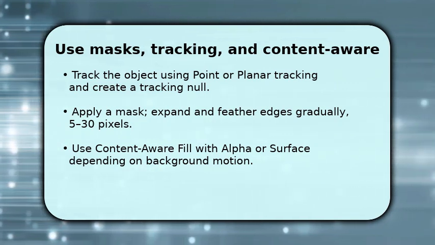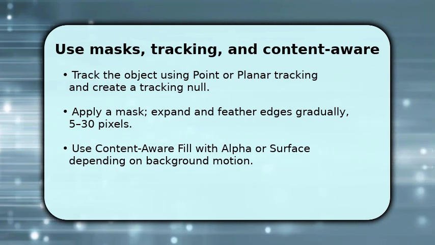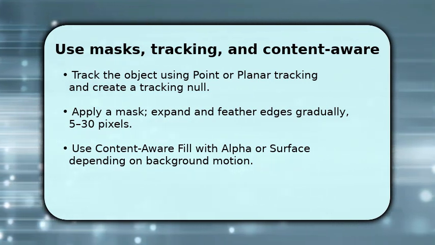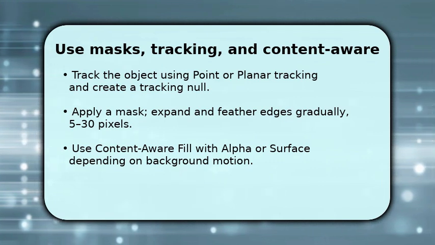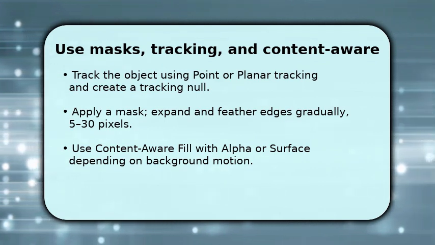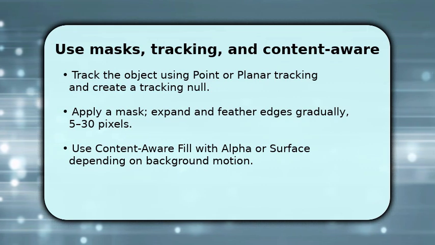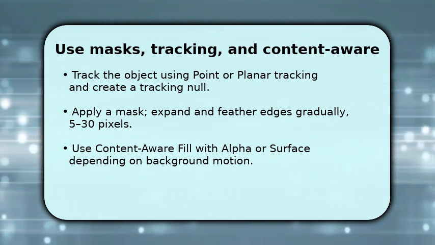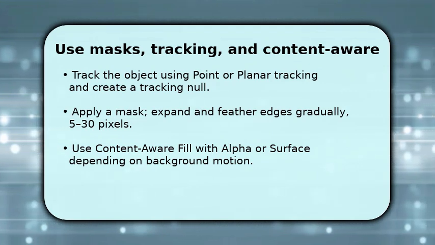Once tracked, draw a precise mask around the object, then animate mask path if needed. Expand and feather the mask progressively, typically 5 to 30 pixels, to blend. Choose Content-Aware Fill, Alpha for simple textures, Surface for complex background movement. This generates frames that fill the masked gap automatically.